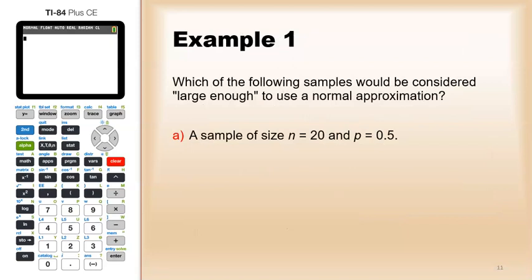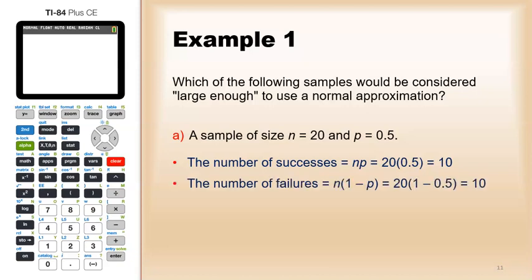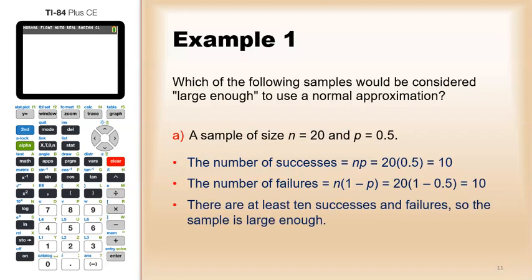So for example, which of these samples would be considered large enough based on that n times p, n times 1 minus p? A sample of size 20, where the probability of success is 0.5: the number of successes would be n times p, or 20 times 0.5, which is 10. The number of failures, n times 1 minus p, or 20 times 1 minus 0.5, is also 10. So we have at least 10 successes, at least 10 failures. In this case, we would consider the sample size to be large enough.